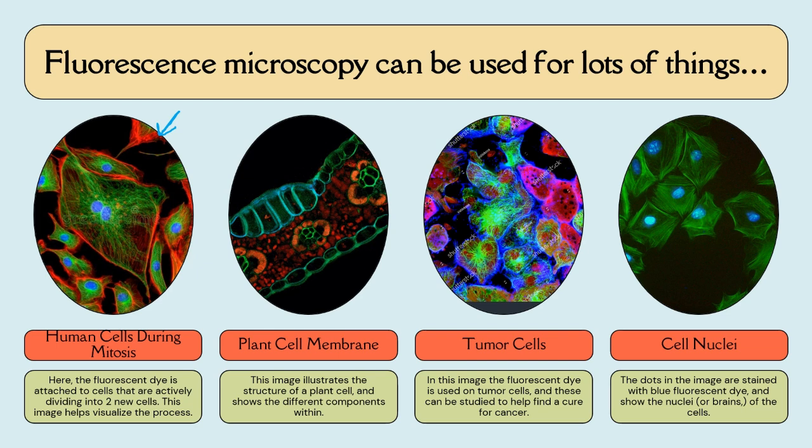In this second image right here, we see the visualization of the plant cell membrane. This image illustrates the structure of a plant cell and shows the different compartments within. The third one shows a picture of tumor cells. In this image, the fluorescent dye is used on tumor cells, and these can be studied to help find a cure for cancer. And in the last one, we see the nuclei of the cells, right here. The dots in the image are stained with blue fluorescent dye and show the nuclei, or the brains, of the cells.